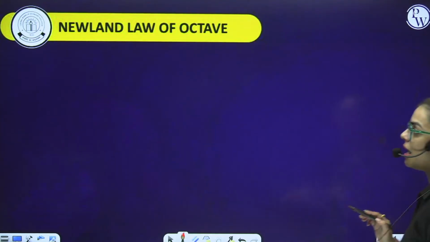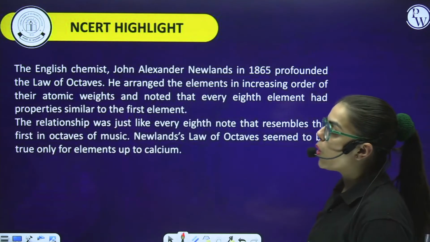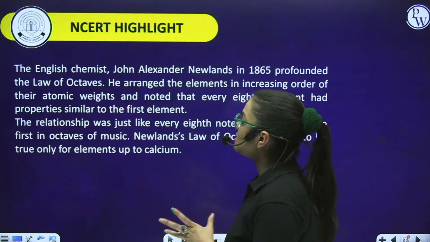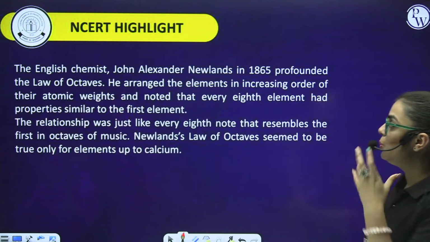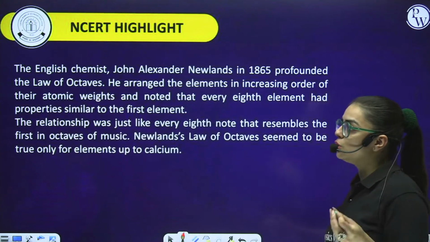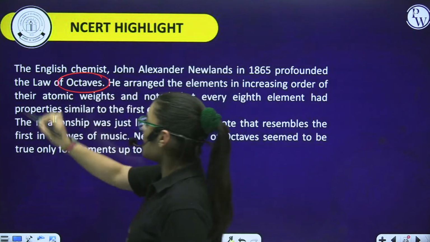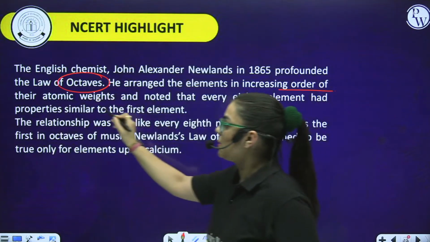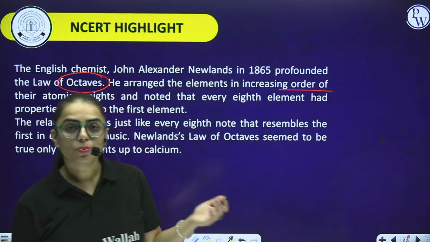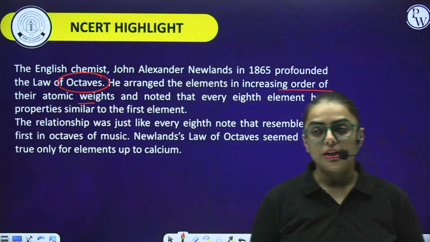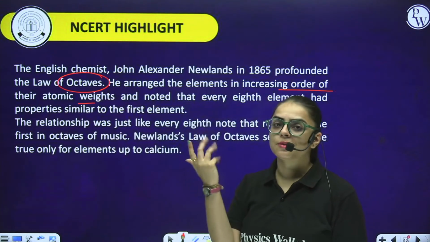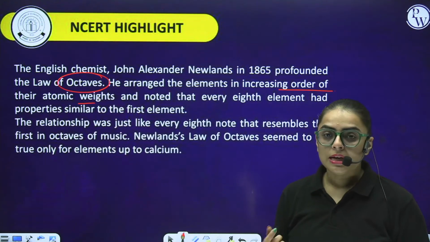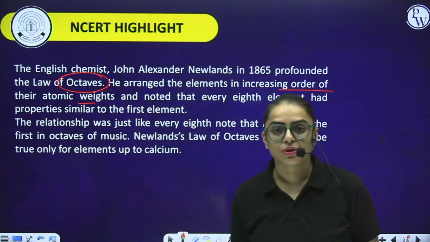Right, students, let us understand Newlands' law of octaves with the help of the NCERT highlight that we have with us. The English chemist John Alexander Newlands in 1865 propounded the law of octaves. He arranged the elements in increasing order of their atomic weight. Sometimes in a question they may ask you directly the principle. Döbereiner's triads were based upon which principle? Again, atomic weight, the mass. Here also it is based upon atomic weight, and the previous one is also based upon atomic weight.